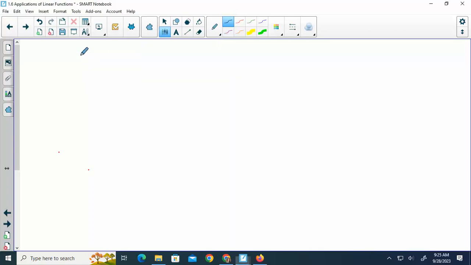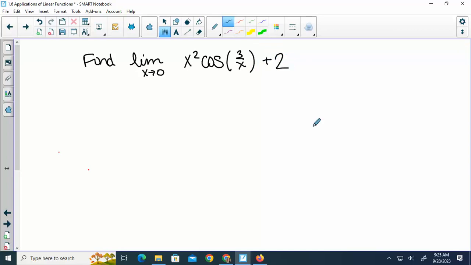So if I asked you to find the limit as x approaches 0 of x squared cosine of 3 over x plus 2. Okay, can we all agree that we couldn't just plug in 0 here? In the argument we see that's dividing by 0, so we couldn't just plug it in and get it.